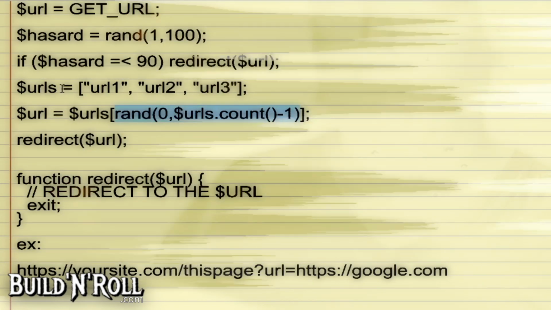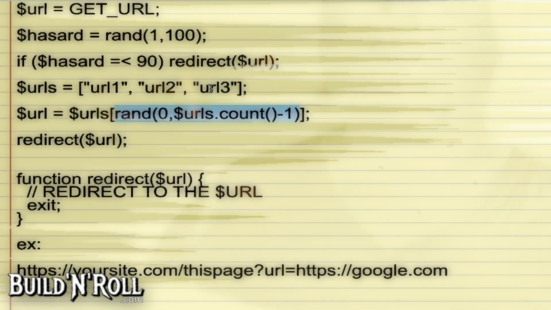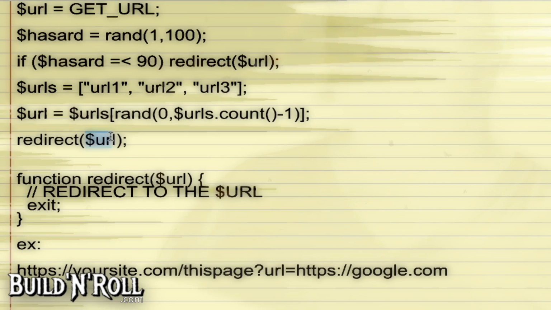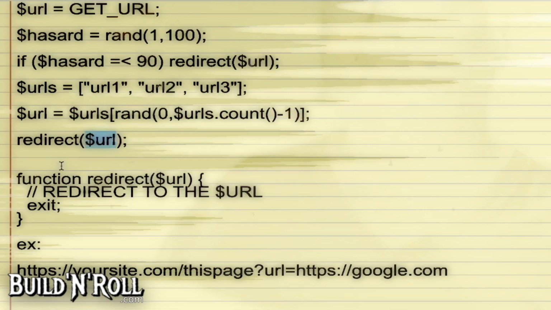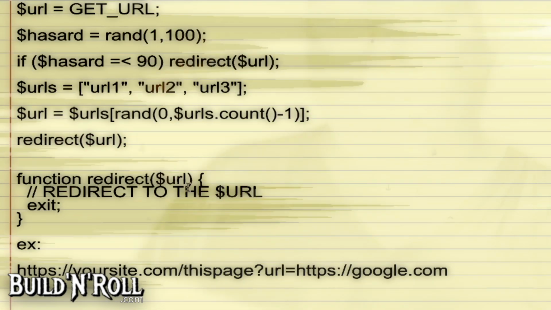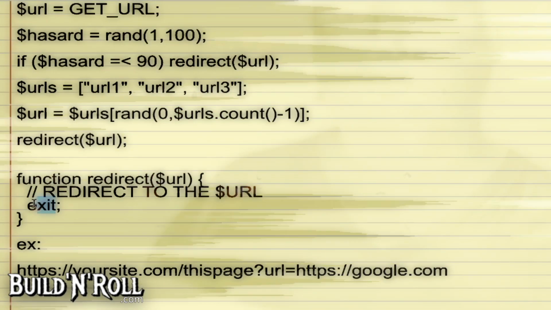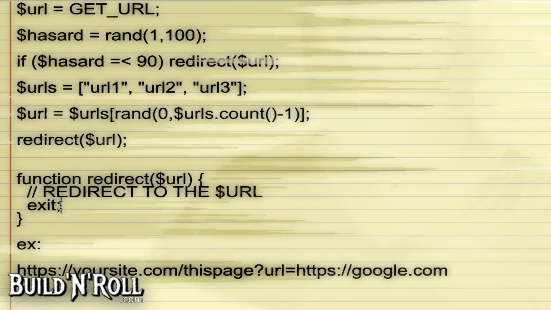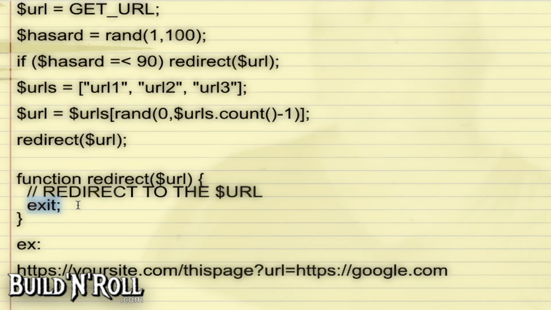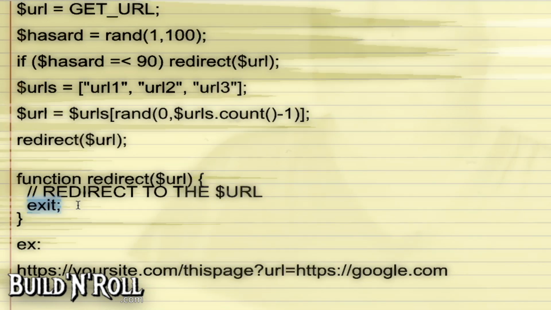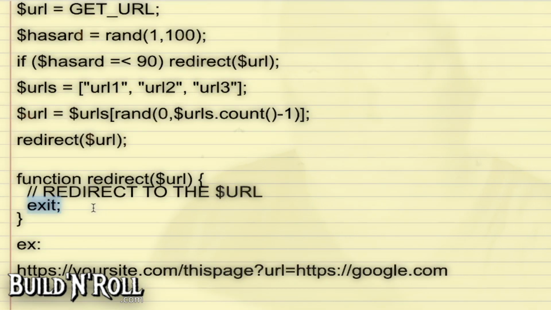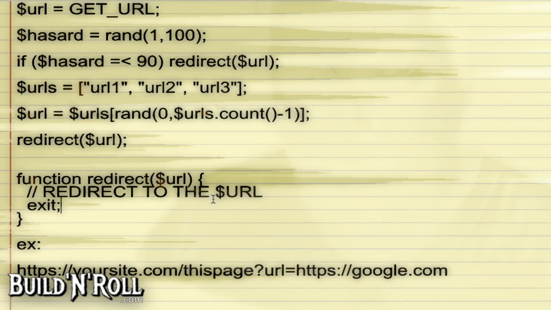So now in URL, we will have one of those URLs at random, and we redirect to this new URL. The function redirect is simply to redirect with the browser and exit the PHP function, or sometimes it's not even needed. In JavaScript, for instance, you redirect to the page and that's it. So you see, that's the end of it.